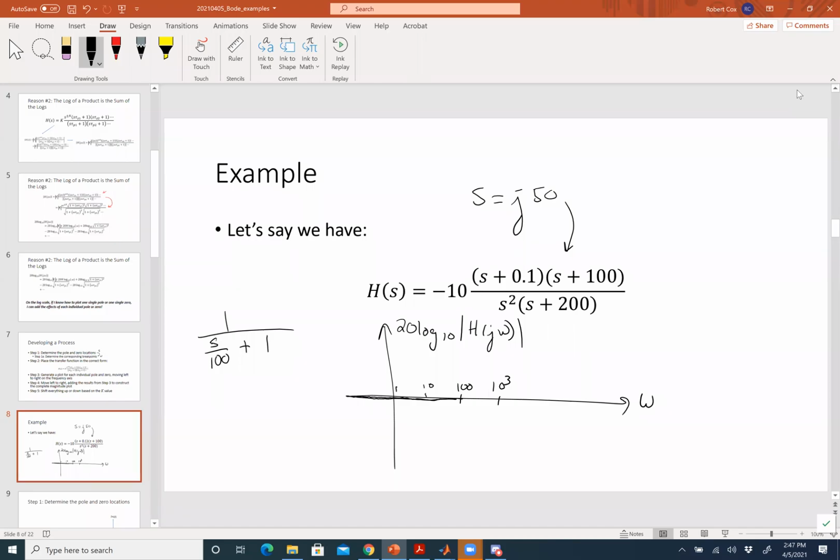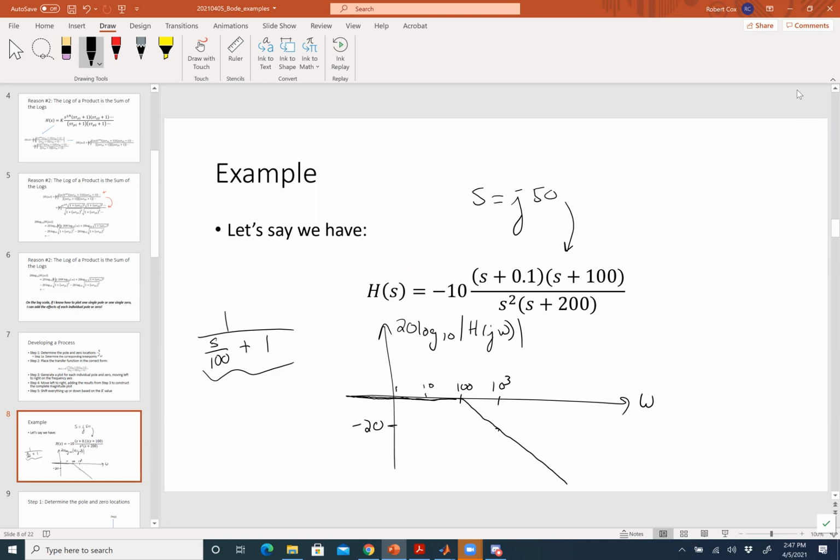All right, so for this simple example, once I reach 100, then I start to fall. And I'm going to fall at what rate? Negative 20 dB per decade. So I'm going to put a negative 20 right here. Here's 1,000. This guy's going to be falling like that.